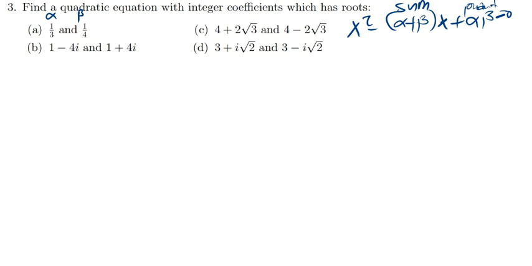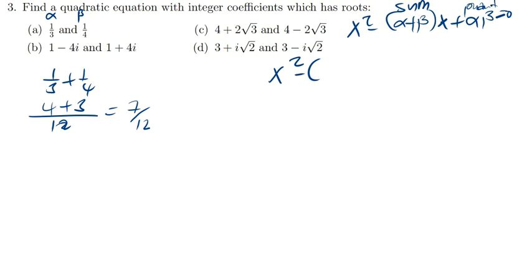The first thing we have to find is the sum. So you add this. The common denominator is 12. 3 there, 4, we are going to have 4 times 1, 4. Then here 3. So we end up having 7 over 12. So this is the sum. So x squared minus the sum, which is 7 over 12, times x.